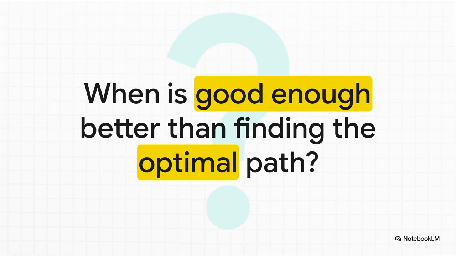And that really brings us to the final critical takeaway here. Uniform cost search makes you a promise. It will find the perfect, cheapest path, guaranteed. But that guarantee comes at a price. It might have to explore a huge portion of the search space to get there. And this forces us to ask a really practical question. When is a good enough path that you find really quickly better than the absolute optimal path that could take forever to discover? That's the trade-off you always have to think about when you're deciding if UCS is the right tool for the job.